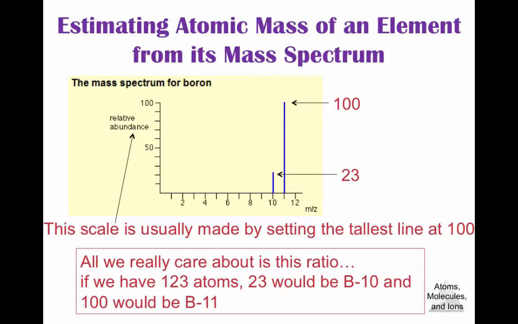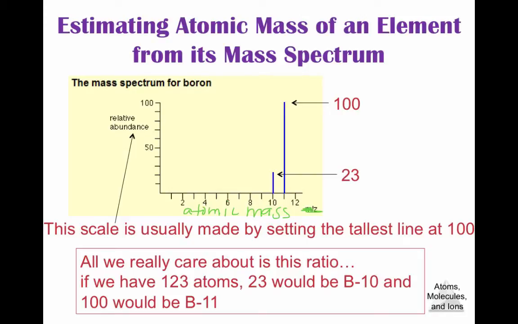So we can look and see the mass spectrum for boron. We see relative abundance as the Y, and then we have M to Z as the X. Again, we can cross this off and change this to atomic mass, which is in AMU. This scale of relative abundance is usually made by setting the tallest line to 100. So we can say it's 100% abundant, and then we can read the other lines accordingly.